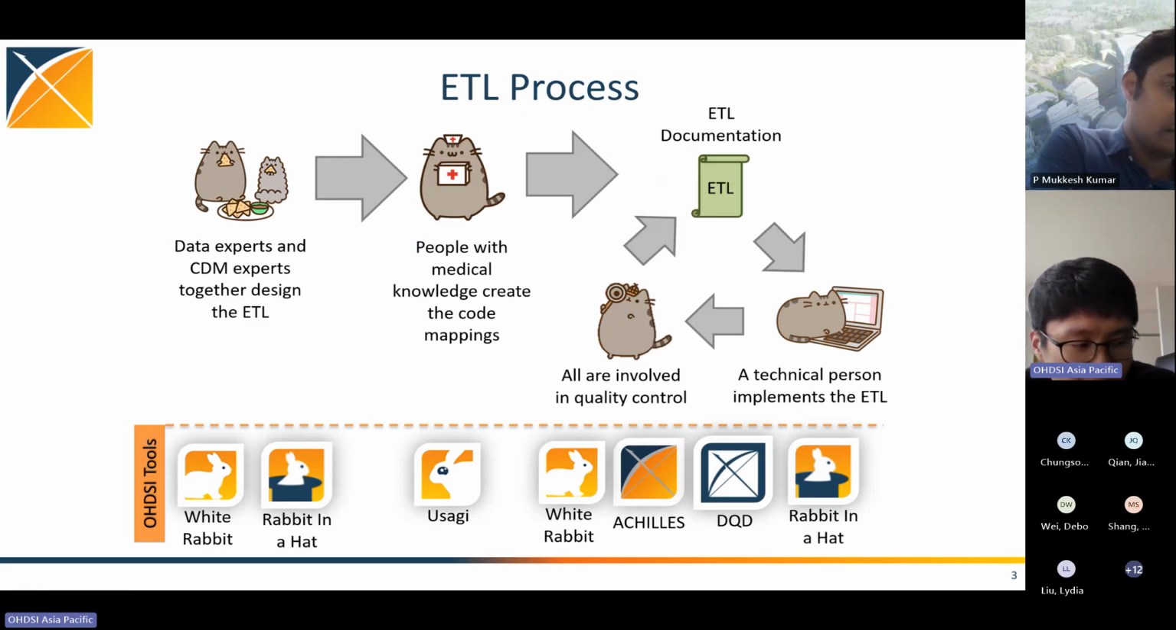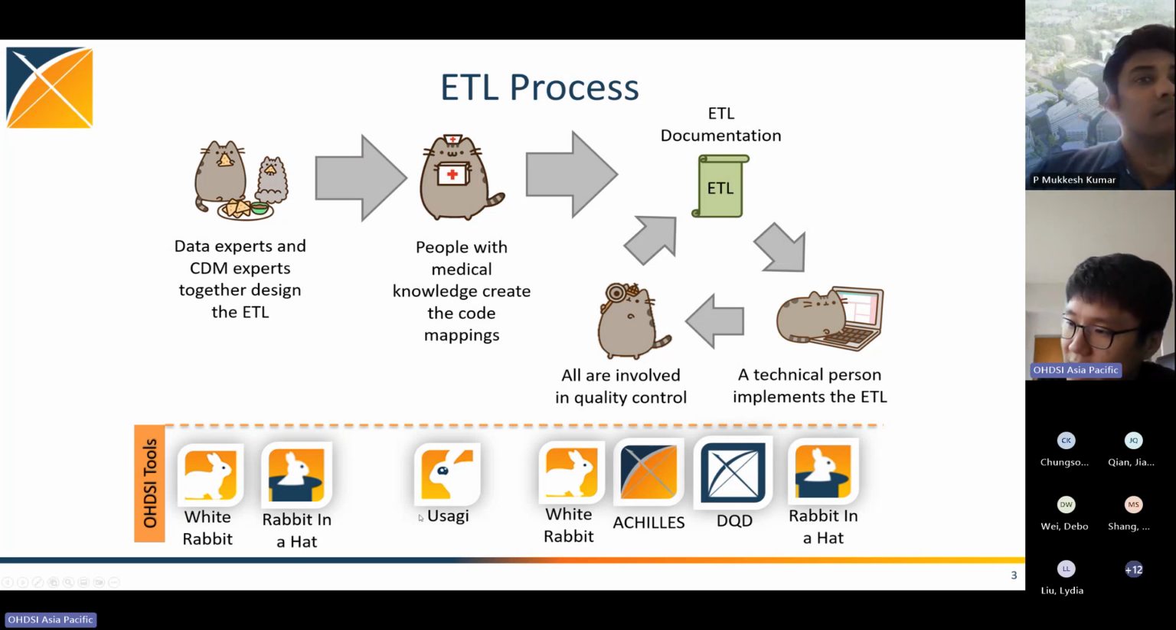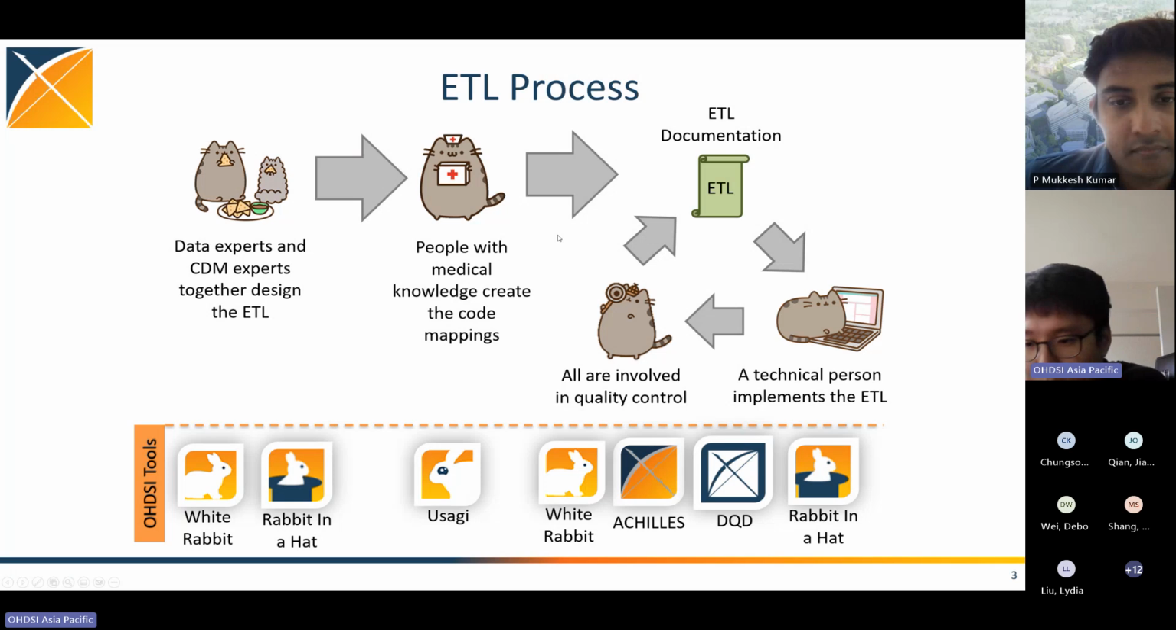If you joined any previous ETL tutorials, it's a recurring diagram that you will see. So this is a typical ETL process, and there are many tools within the Odyssey community that support this process. But for today's call, we're going to focus on the three tools down here: White Rabbit, Rabbit in a Hat, and Usagi. What these tools do is help the data experts and CDM experts sit down together to design the ETL. And Usagi is a tool that is used to create vocabulary mappings.